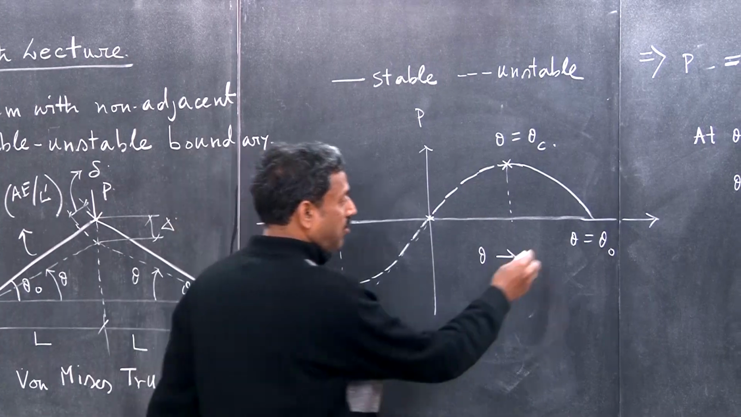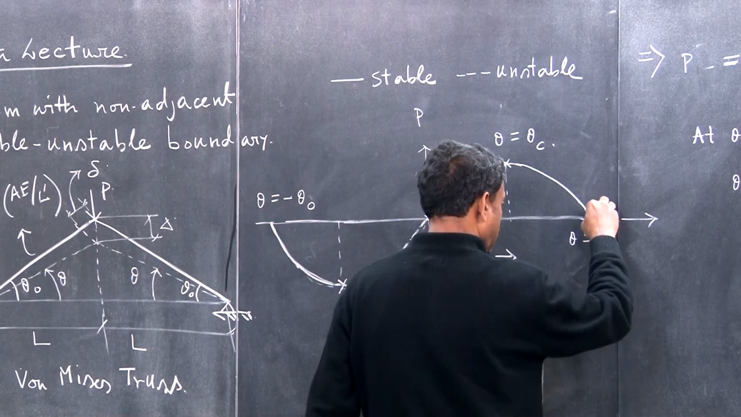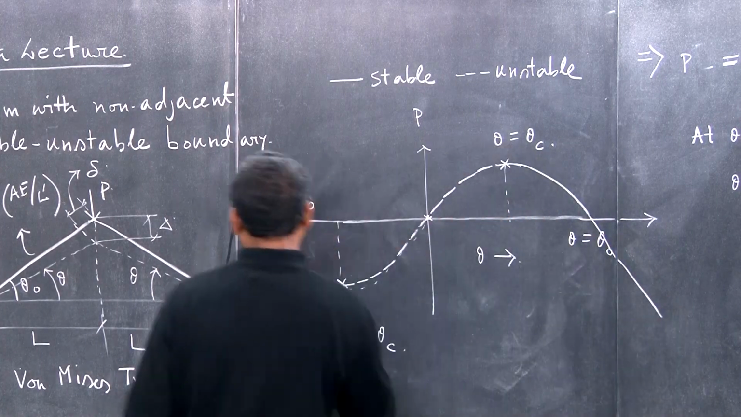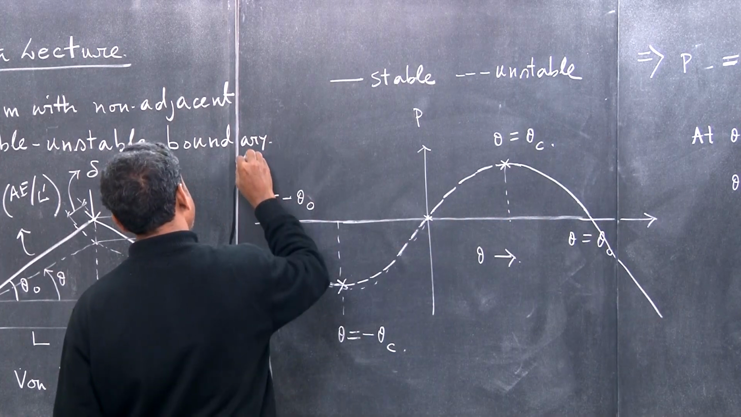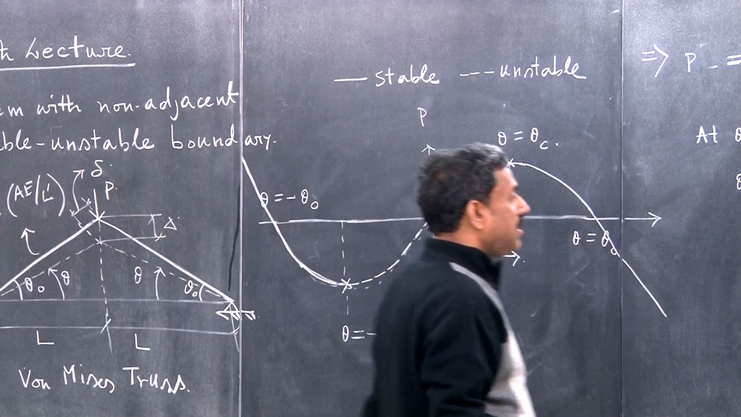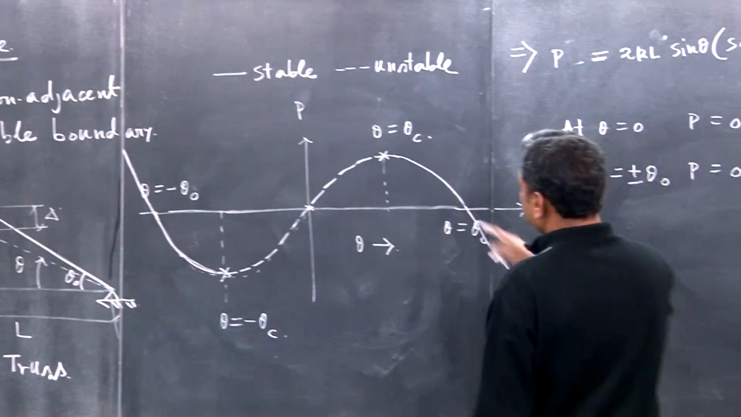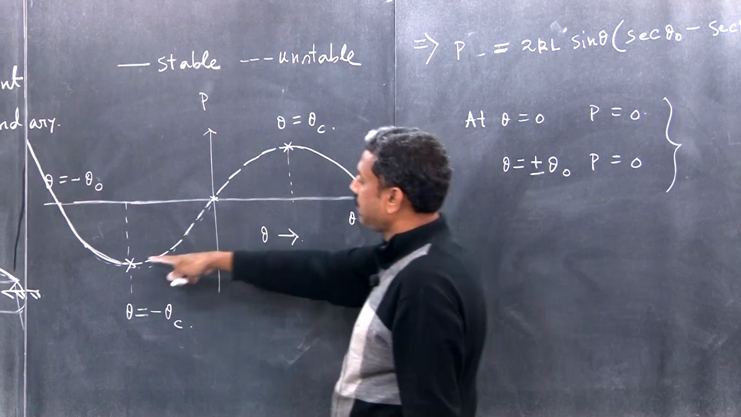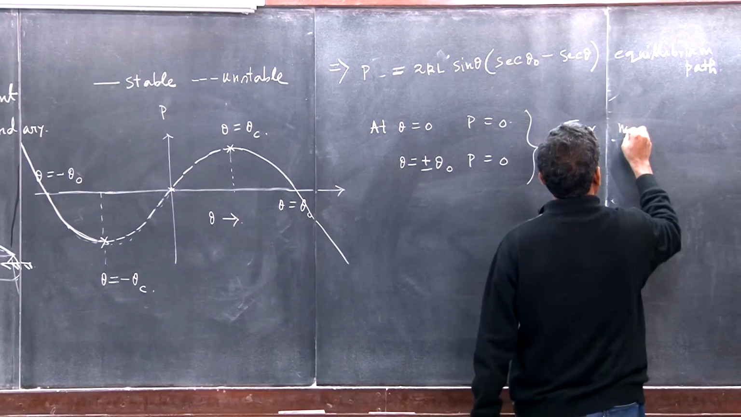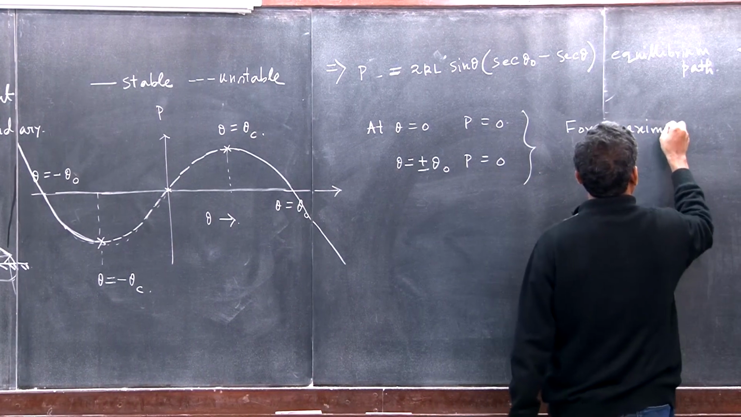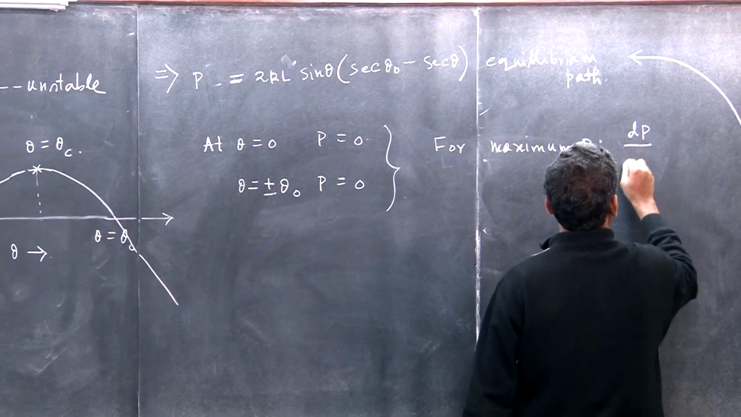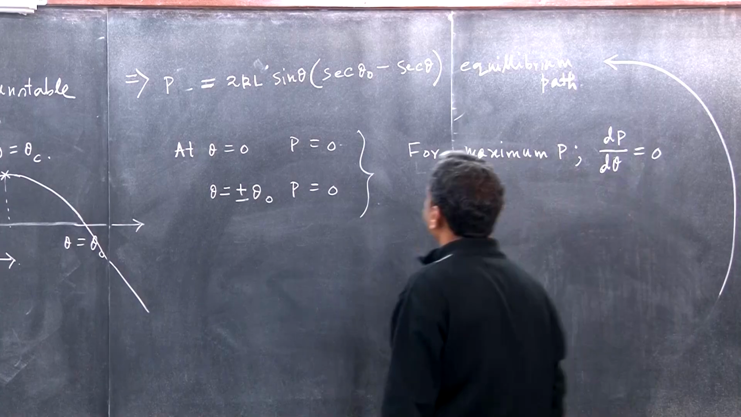Now if you go further, it will continue. It is not that it will not continue. It will continue, something like this. So now, at what value is P maximum? For maximum P, the peak, dP d theta is equal to 0.